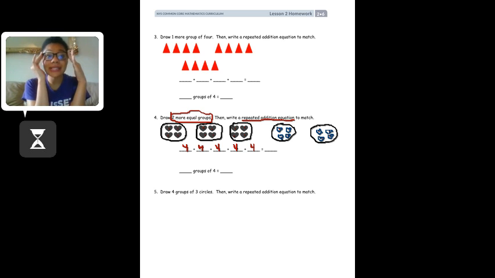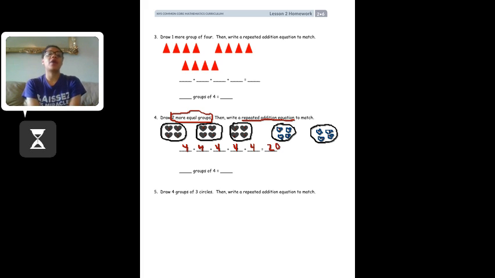Oh my goodness, that is a lot of hearts. So what I'm going to do is add all of them up. I have 4 plus 4 is 8, plus another 4 is 12. 12 plus 4 is 16, and then 16 plus 4 is 20. So I know that I have a total of 20 hearts in all. So I'm going to write the number 20 down.